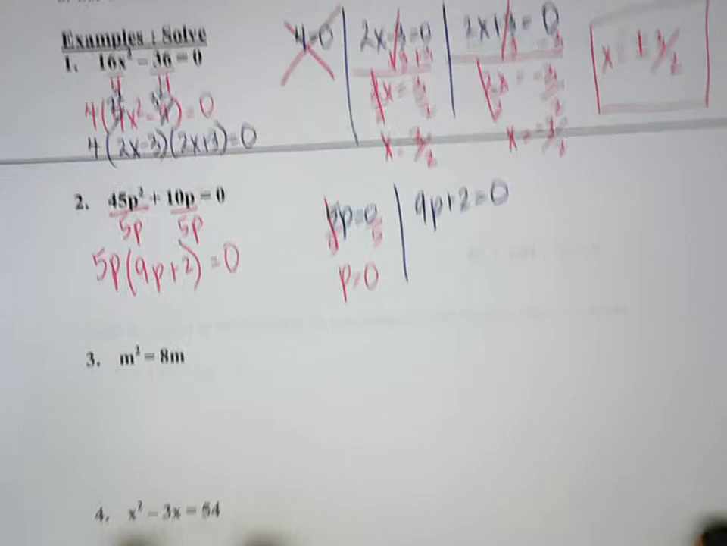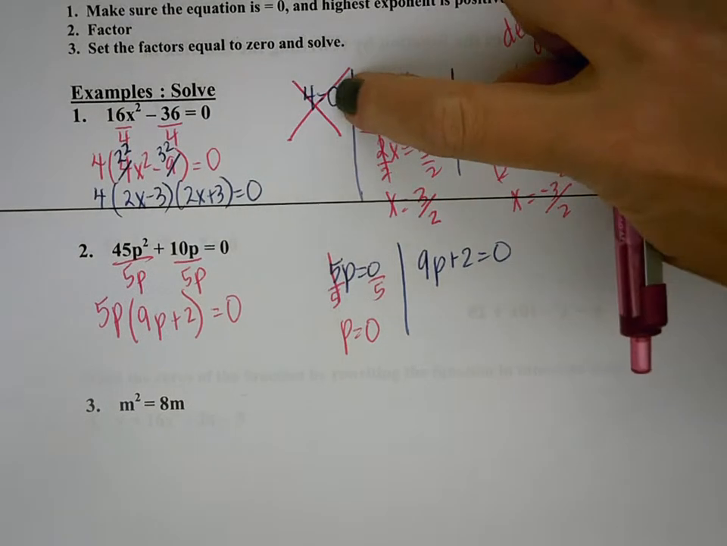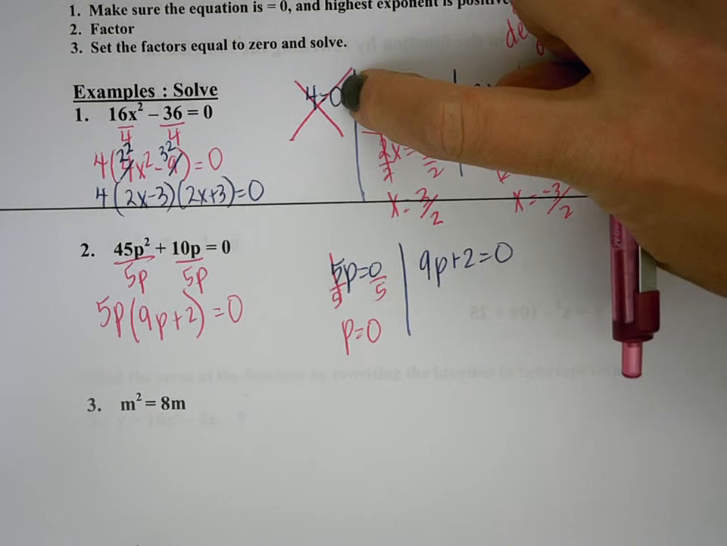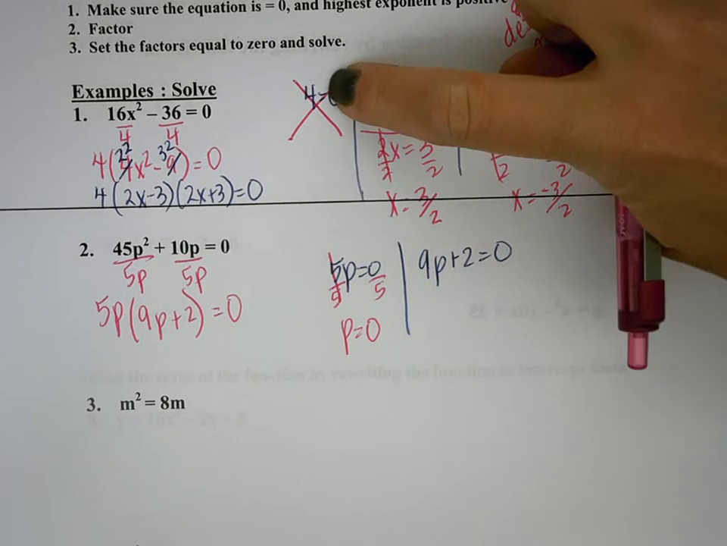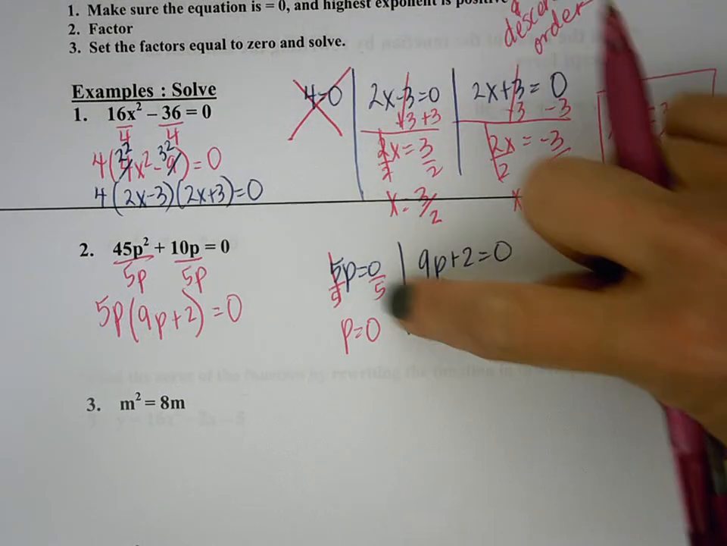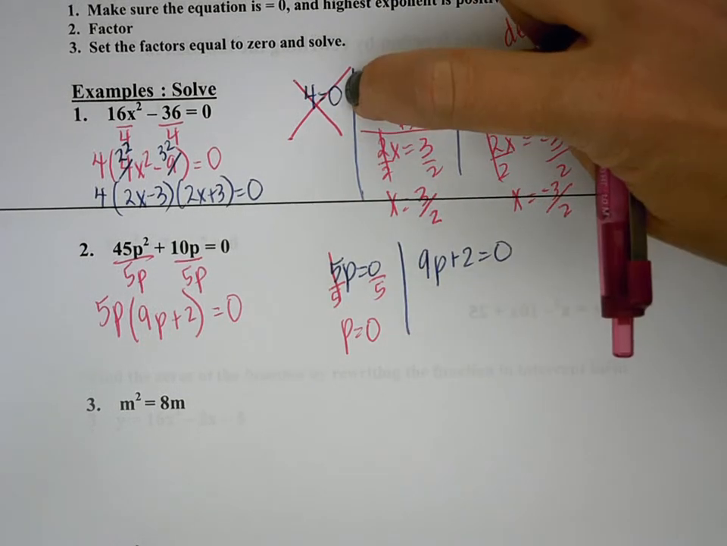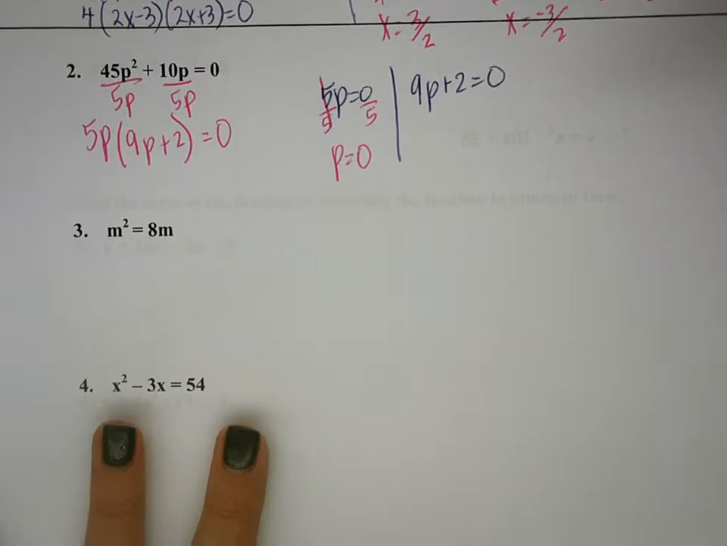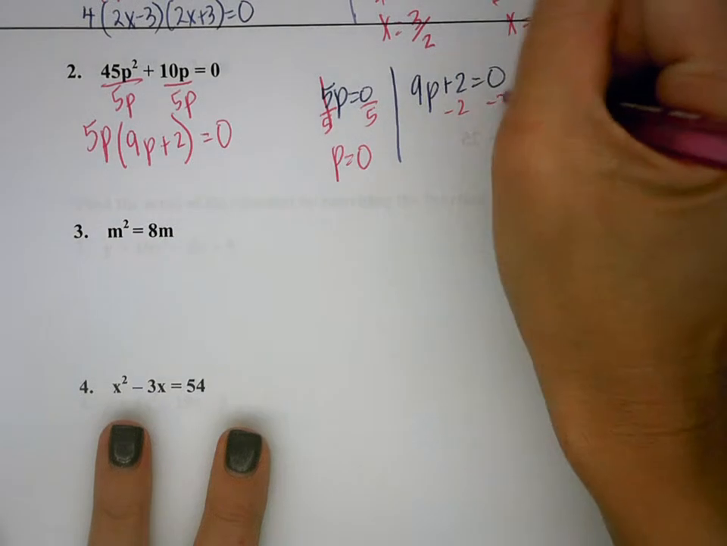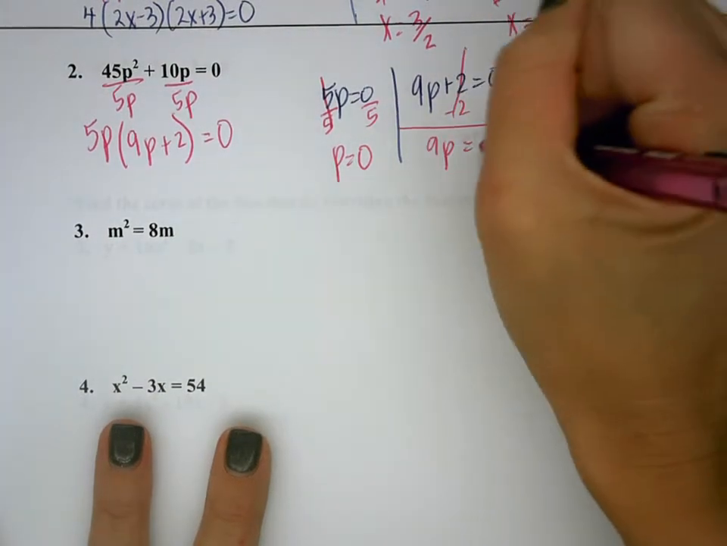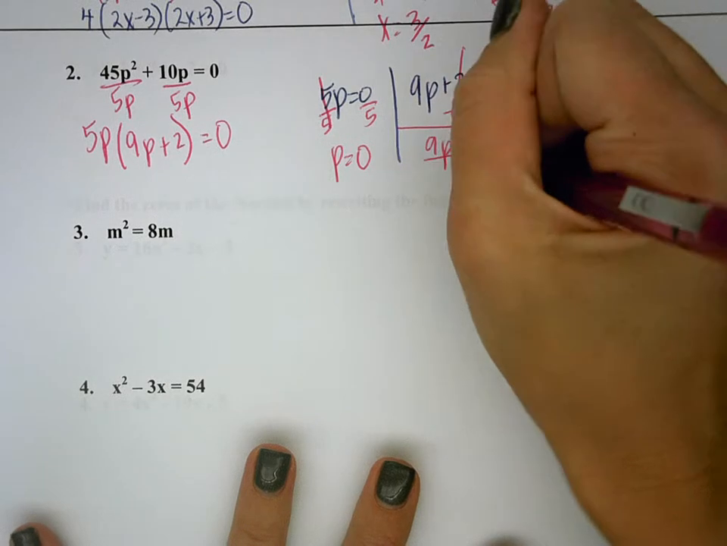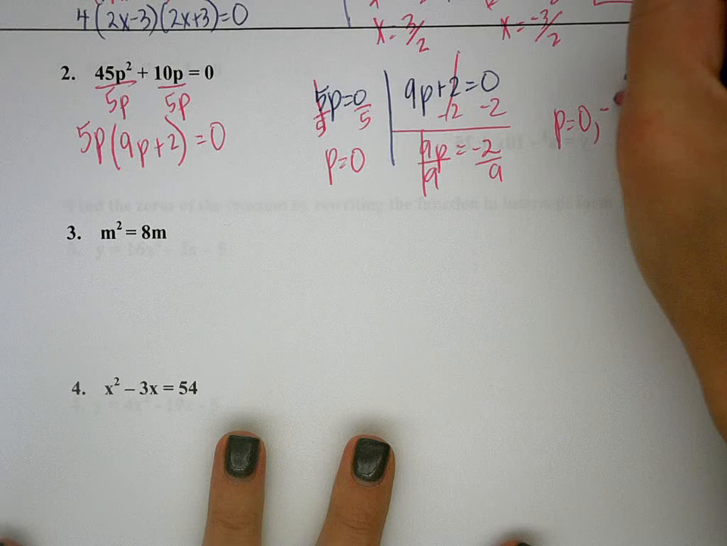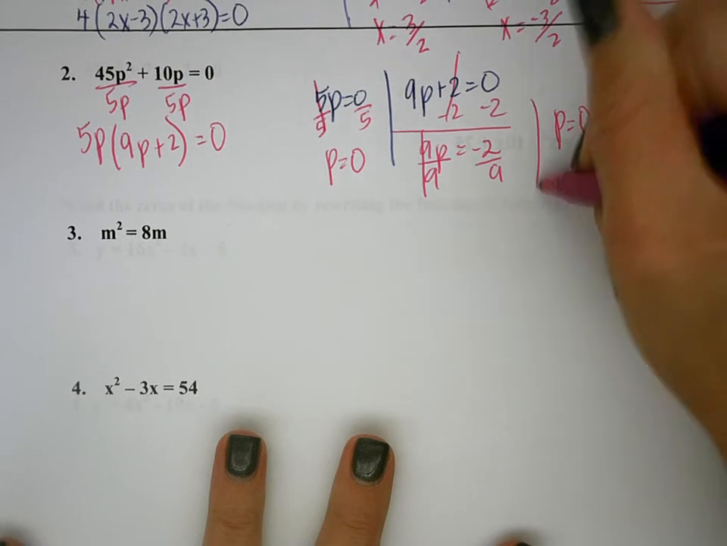What is the difference between that one and this one? This one has a letter. This one does not. So the difference is you can have a letter equal 0, but a number can't equal 0. Okay. So then here, what am I going to do? Good. Subtract 2 first. So we have 9p equals negative 2, and last we divide by 9. So my answers are p equals 0 and p equals negative 2/9.